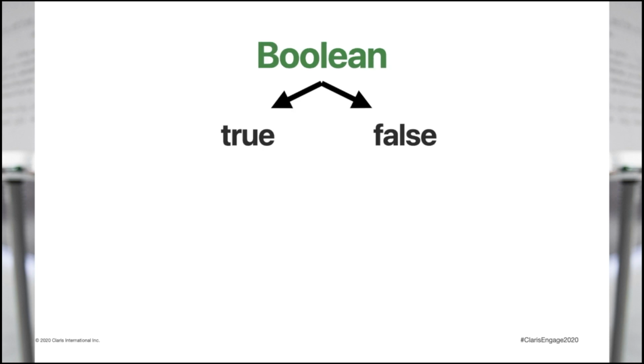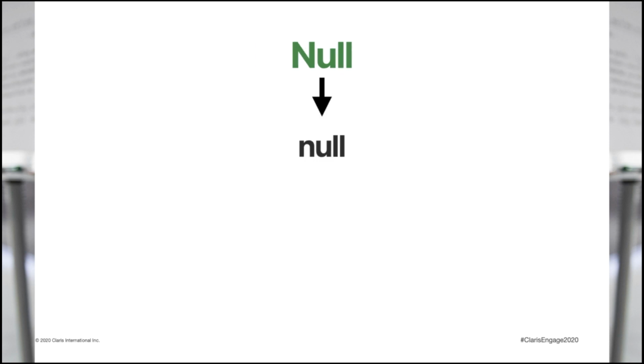A Boolean value consists of either true or false. This can be represented a little differently in terms of Claris FileMaker JSON functions. A null value is literally a representation of nothing, but it is represented by the word null. That also can be represented a little differently in terms of Claris FileMaker.